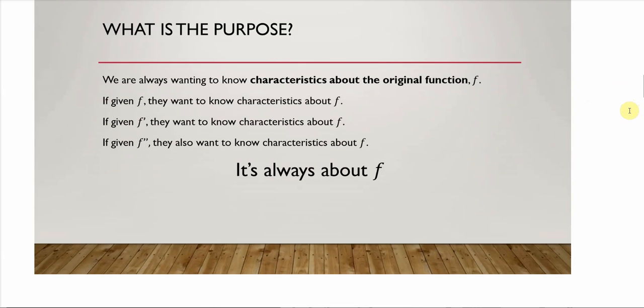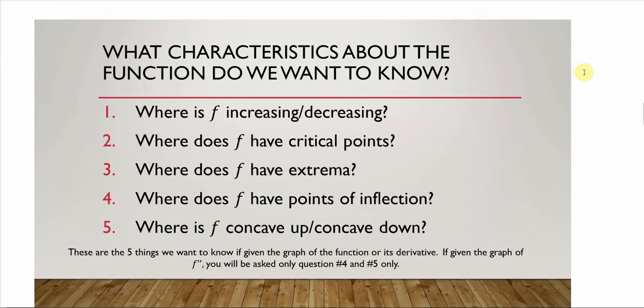Okay? So what's the purpose? We always want to know about the original function f. If given f, they want to know characteristics about f. Given f prime, you want to know things about f. If they give you f double prime, they also want to know things about f. It's always about the original function f. So if I give you f prime, I don't care about f prime. I care about stuff about f. That's what we're going to be doing in this video.